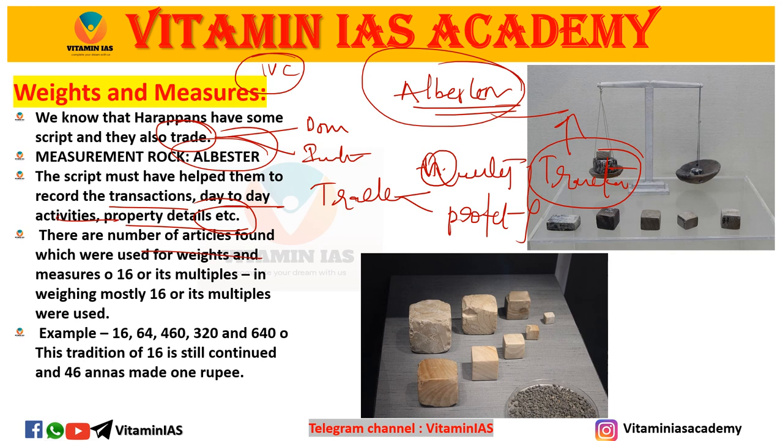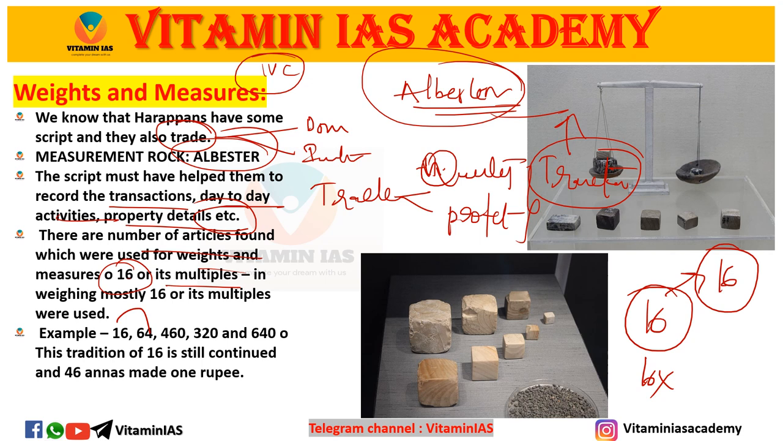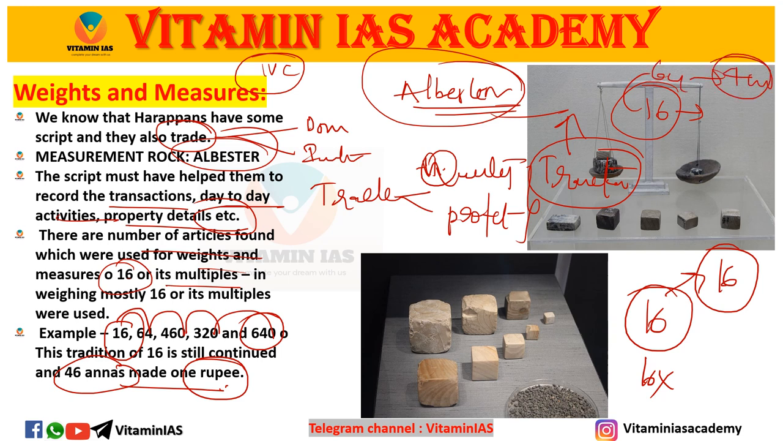A number of articles were found which were used as weights and measures in 16 or its multiples. 16 or its multiples means the basic value of measurement here is 16, so you can say 16, 64, 160, 320, 640. This tradition of 16 still continued, and 16 annas made 1 rupee. Like that, maybe 1 unit is equal to 16 alabasters, and 64 becomes 4 units, something like that. We don't have much idea about the measurement, but we know that alabaster is the rock that Indus Valley people used as a measurement rock.